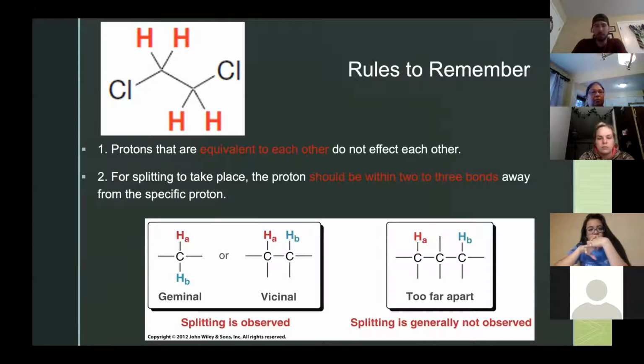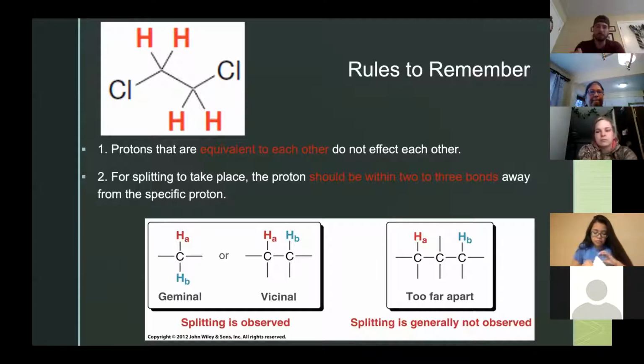So this is two methylene groups, right? Since they're two methylene groups, they can't affect each other. Well, if you had a methyl group on the bottom and a methylene group at the top, they would affect each other.